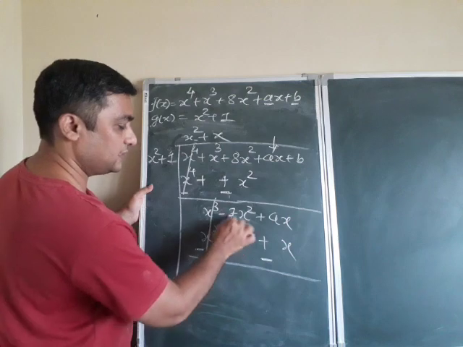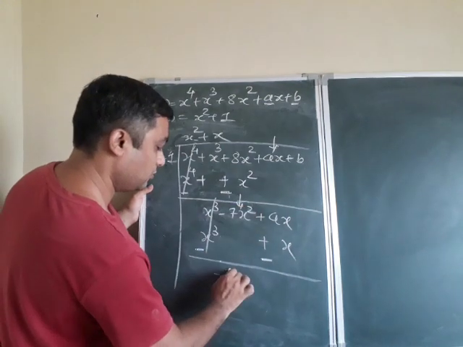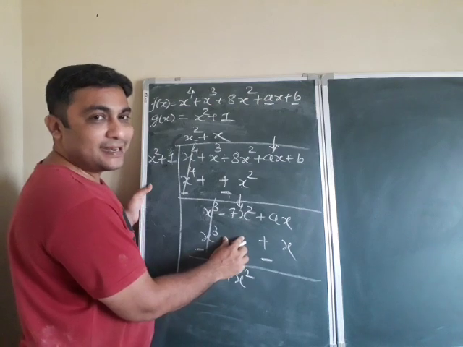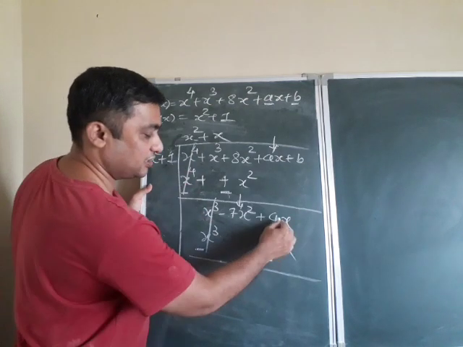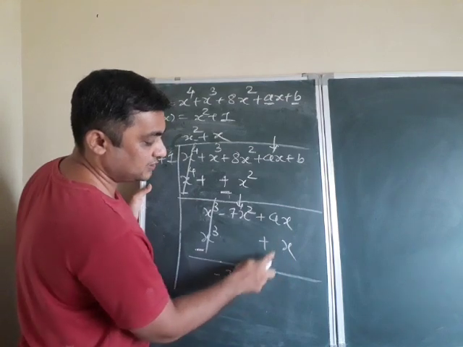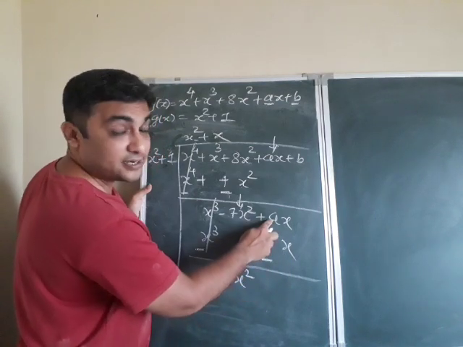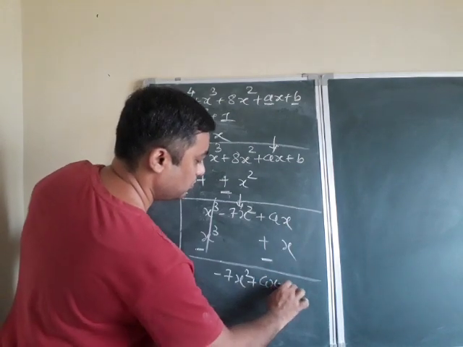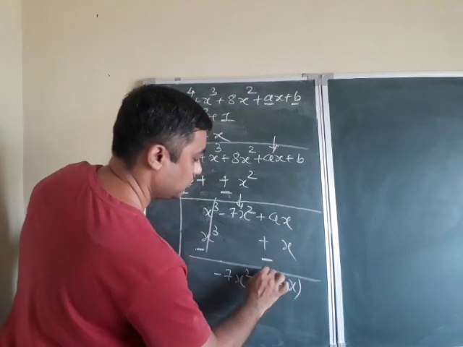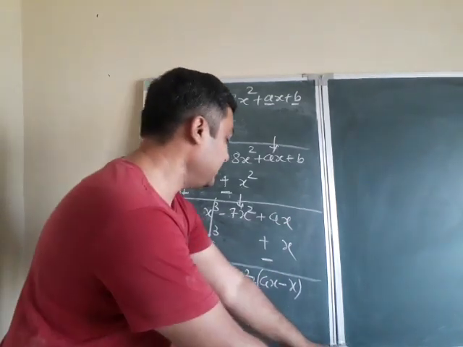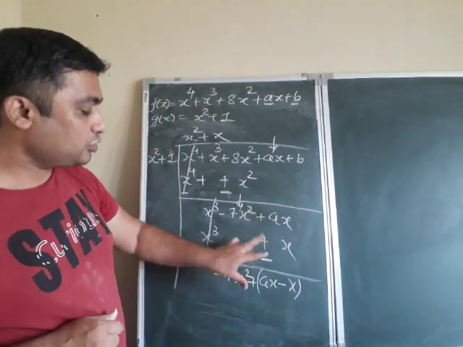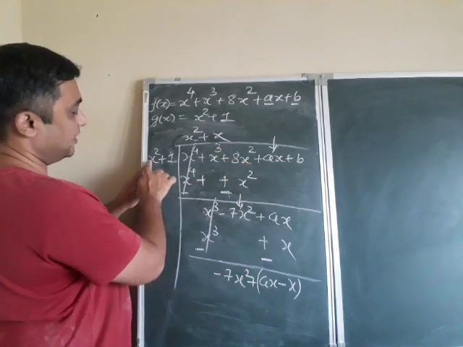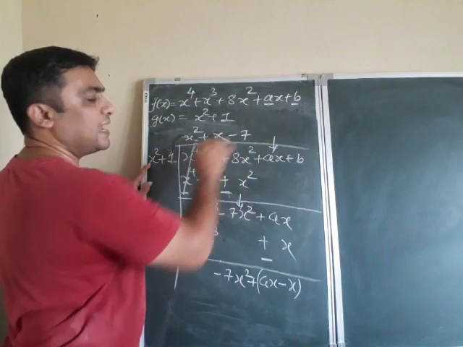This should be cancelled. This minus 7x square is carried forward. If you want to write, you can write here plus 0x square. And 0 added or subtracted doesn't make any difference. This is plus ax minus x. Now these subtractions cannot be possible because here is an unknown coefficient. So you write ax minus x. Chaliye, ready? This is interesting to watch. This subtraction is not possible. Now here you insert a number. See, this is minus 7x square and this is x square. So which number? Definitely minus 7.